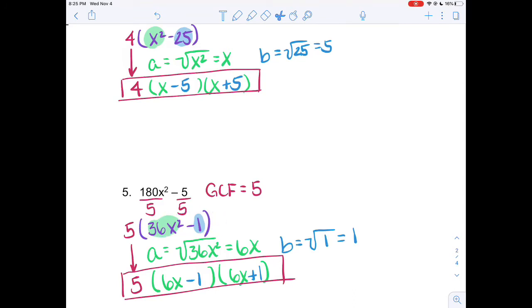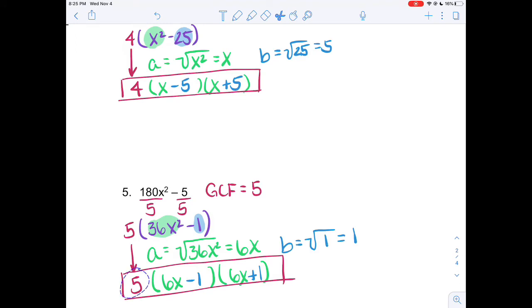That means that I can identify my a value as being the square root of 36x squared, which is 6 and an x. My b value is the square root of 1, which is 1. So I can put 6 x's at the front and a minus 1 and a plus 1 at the back.